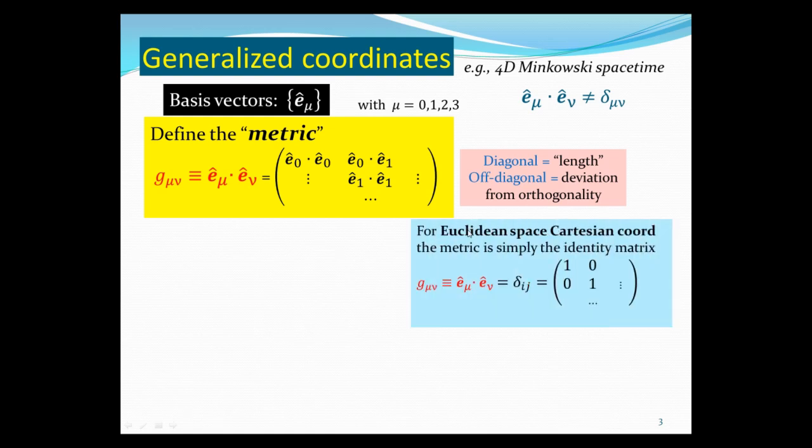Now again, in Euclidean space, which we talked about in previous slides, in the Cartesian coordinates the metric is simply the Kronecker delta, which is 1, 1, 1 on the diagonal, and there are no off-diagonal terms. So it's just the identity matrix.